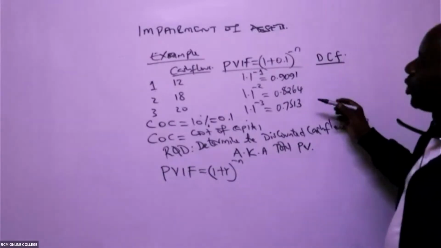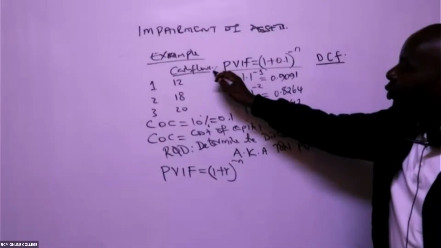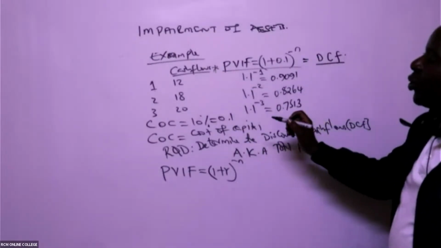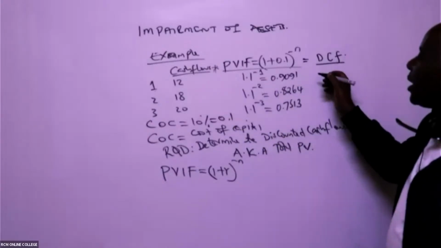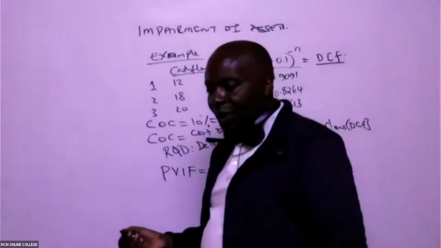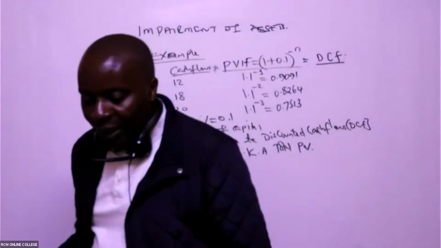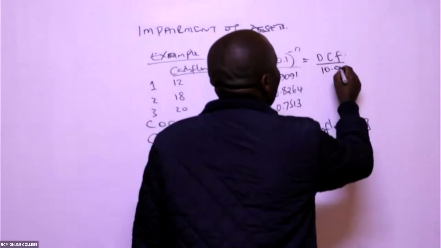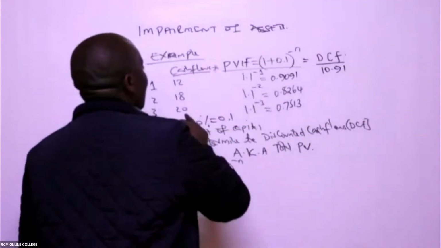So discounted cash flows, what do we do? You simply take the cash flows multiplied by their discounting factors. So we have 12 times this. Please give me this in terms of 2 decimal places. So the first one I'm being told is 10.91. Thank you very much.